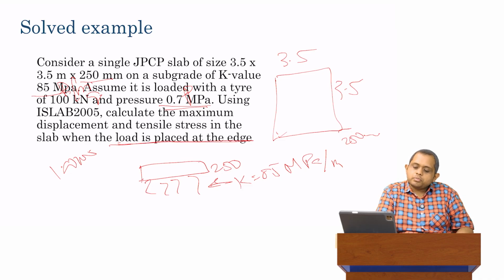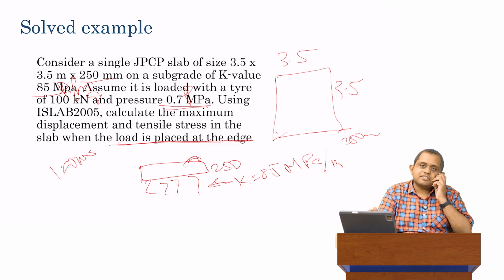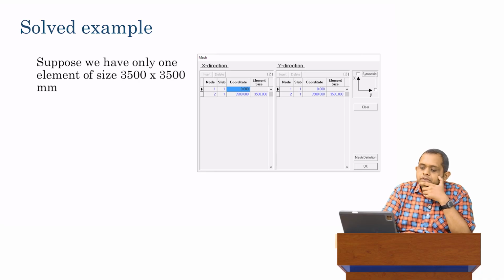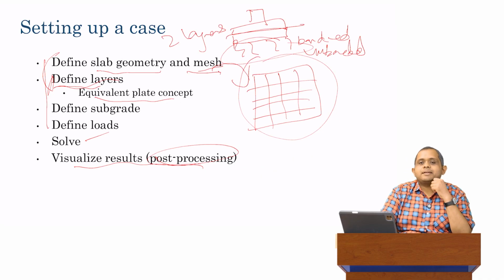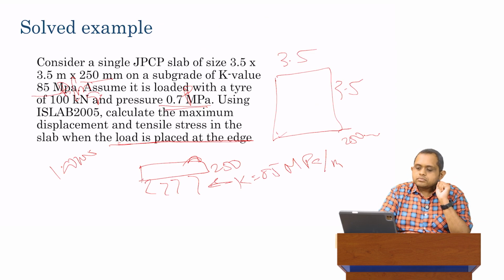So we're given the load is placed somewhere near the edge. And we're asked to calculate the maximum displacement and tensile stress in the entire slab. Okay. So now, as I said, I already pointed out that these are the basic steps that we have to do. So we'll go in this order and progressively define the problem.